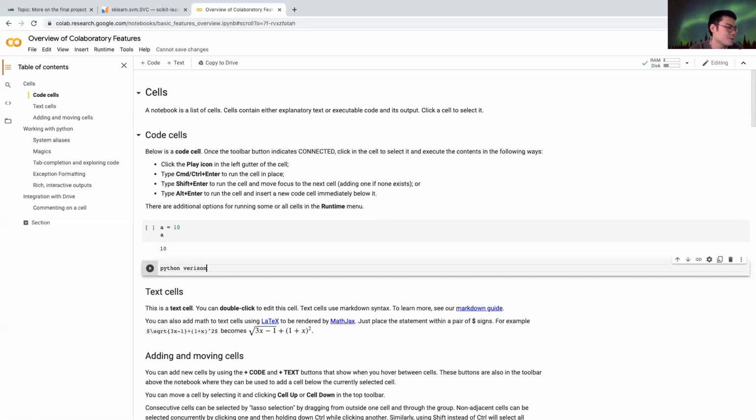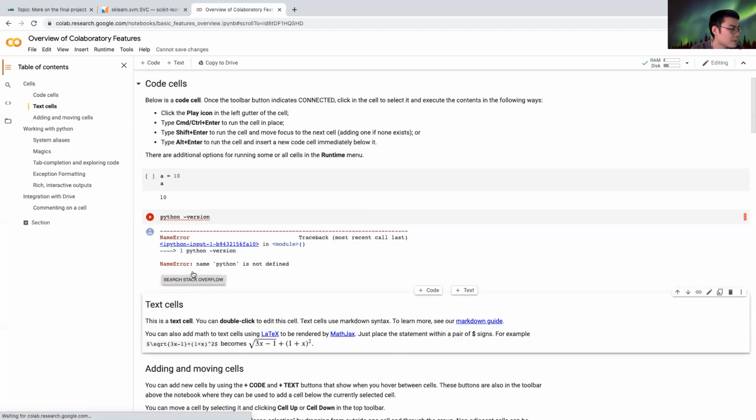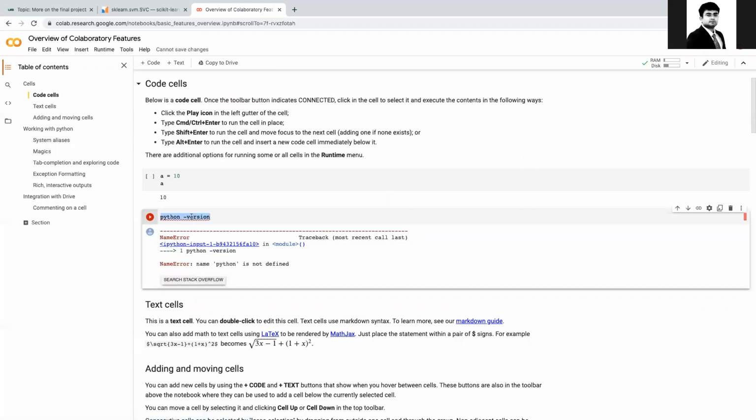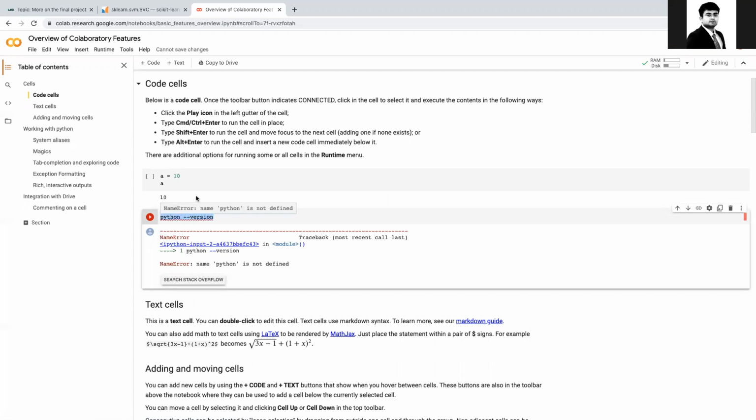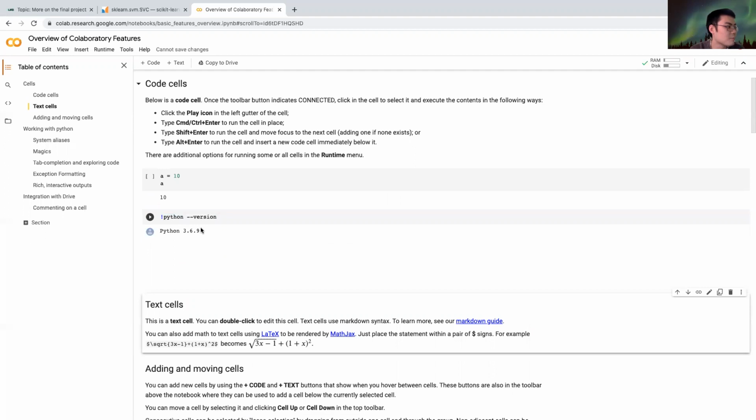Python version. How do we do that? Maybe this one. I don't know. I think python hyphen version. With a semicolon at the start, professor? Not the semicolon. An exclamation mark before python. Yeah, it's Linux. So yeah, this is the Python version.